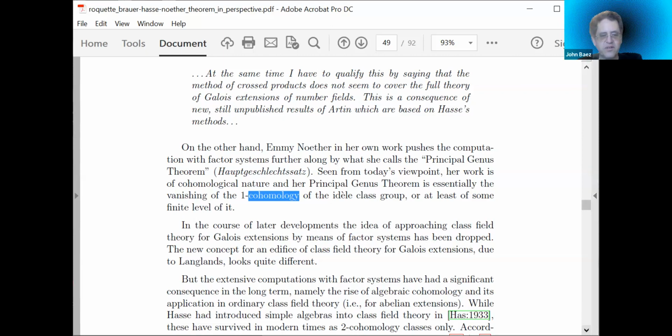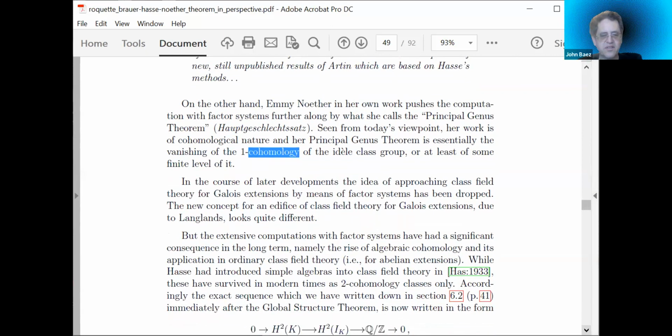And so yeah, okay, this is the part of the sentence I really wanted to read. While Hasse had introduced simple algebras into class field theory, so that's sort of what I'm talking about. I mean, did you finish reading that previous paragraph? I mean, I didn't want to talk about, yeah, no, that's okay. You can skip over that.